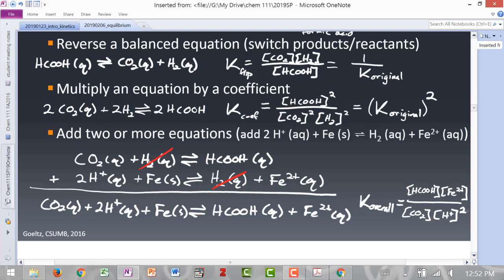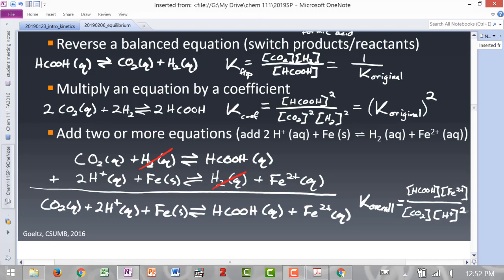Would you keep your iron in the overall, like the balanced equation? Yeah, so the question was, since I leave iron out of the equilibrium constant, the iron solid, do I leave it in the balanced reaction? I do. If I don't, then I don't have atom balance. I don't have iron on both sides. Good question. Solids and liquids leave out of the equilibrium constant, but they have to stay in the balanced equation, otherwise it's not balanced.